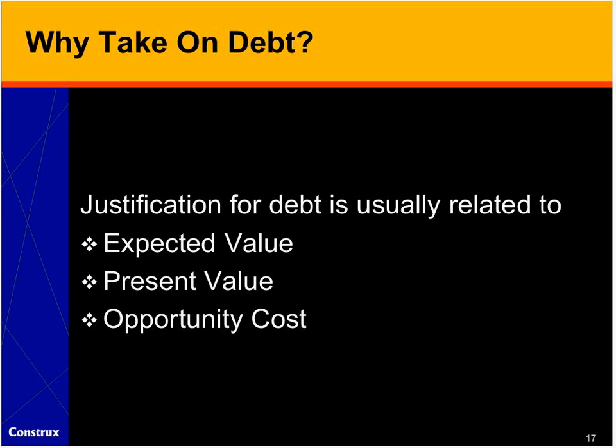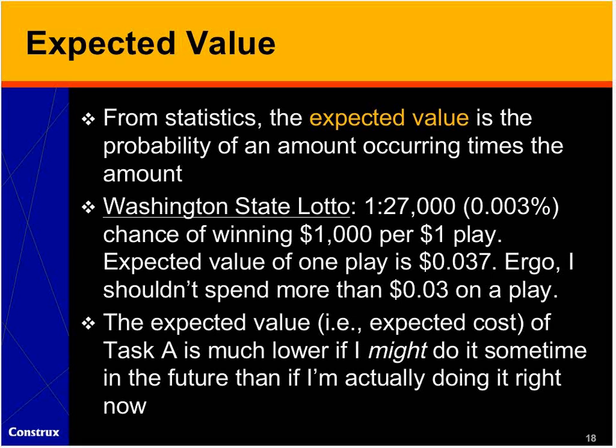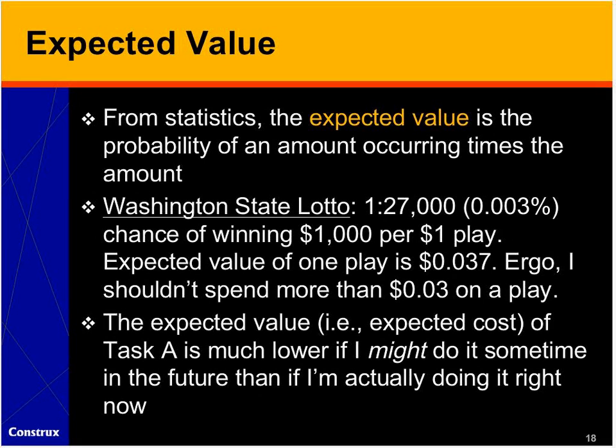So, why would we take on debt then? Let's put a little bit more meat on the reasons that I gave at the beginning of the talk. The reasons that companies take on debt, at least the rational reasons, are usually related to some combination of expected value and opportunity cost. Expected value is a concept from statistics that is simply the probability of an amount occurring times the amount.